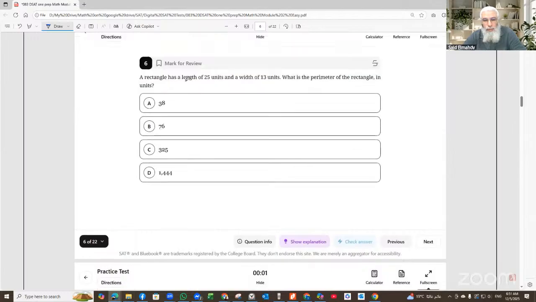A rectangle has a length of 25 and a width of 13. What's the perimeter? Perimeter is the sum: 25 plus 25 plus 13 plus 13. So 25 times 2 plus 13 times 2. This is 50 and this is 26, so the perimeter is 76.